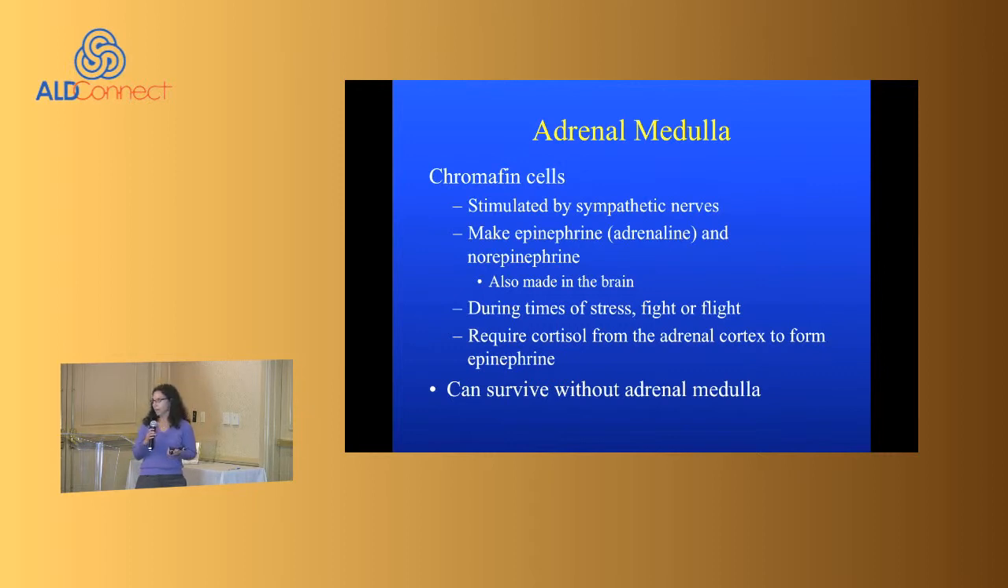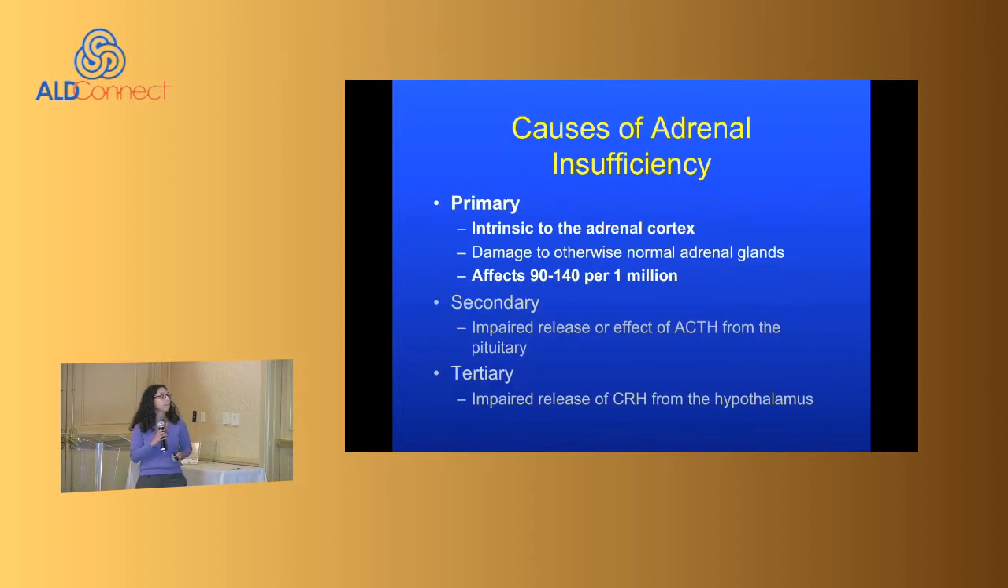But we don't replace epinephrine. The reason we don't replace epinephrine is that it's known you can survive pretty well without it. If you take out somebody's adrenal glands for other reasons, you don't have to replace these catecholamines. They are also made in other places, such as the brain, and the sympathetic nervous system makes norepinephrine as well. So what are some causes of adrenal insufficiency?